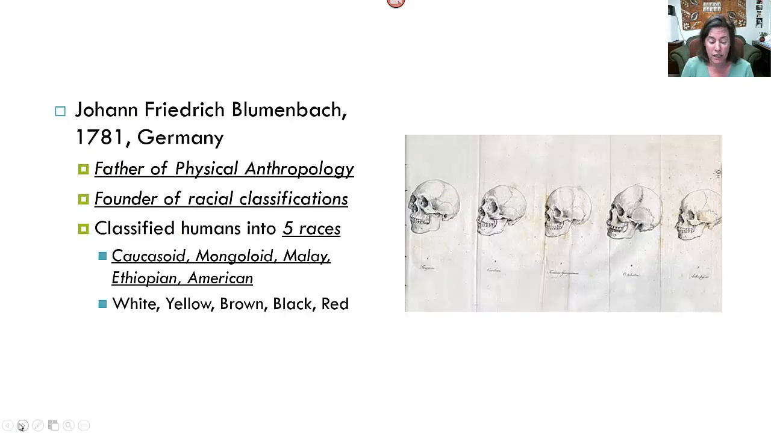Johann Friedrich Blumenbach in 1781 is often referred to as the father of physical anthropology, as well as the founder of racial classifications. He classified humans into 5 different races, and these are terms that you've probably seen and or heard today: Caucasoid, Mongoloid, Malay, Ethiopian, American. They're often referred to as white, yellow, brown, black, and red. He is best known for having coined the term Caucasian, which is derived from the mountain range between Russia and Georgia.